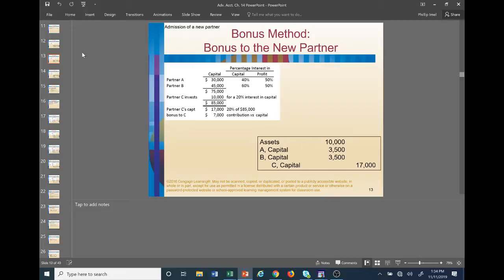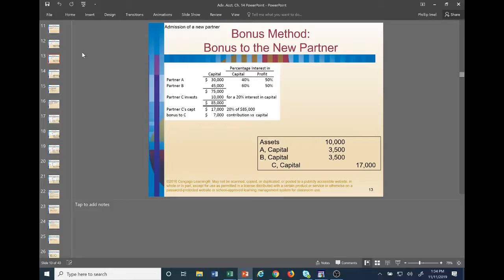Bonus method to the new partner. Now, when the new partner invests some intangible assets, such as business acumen or an established clientele, it is possible to have a bonus credited to the new partner. For example, given the same basic facts as in the previous illustration, assume that C invests $10,000 for a 20% interest in capital and a 20% interest in profits.